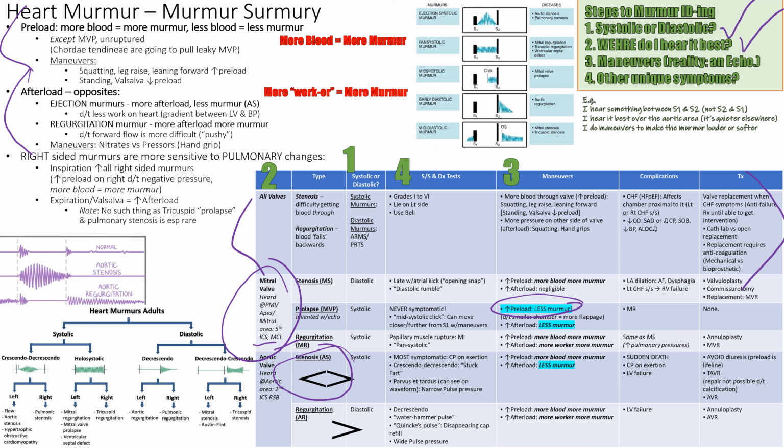All right, so then what else? More afterload usually means more work through that valve and more of that valve problem, except for these two. Aortic stenosis is the exception for more afterload. It causes less murmur. By the same token, less afterload means more murmur. So that's the idea behind the different valve issues. What type is it, stenotic or regurgitant? Only one of them is prolapse, and that's mitral valve prolapse.